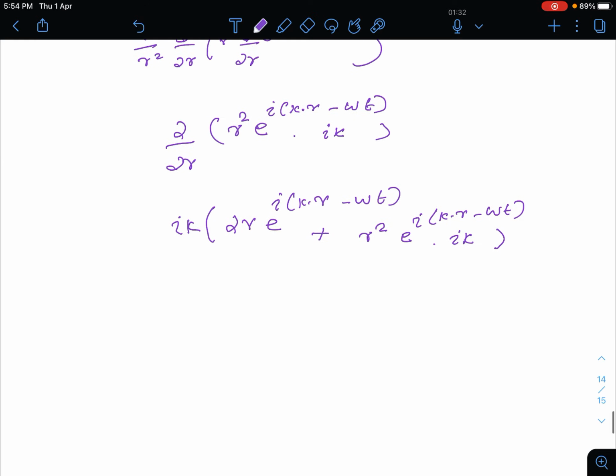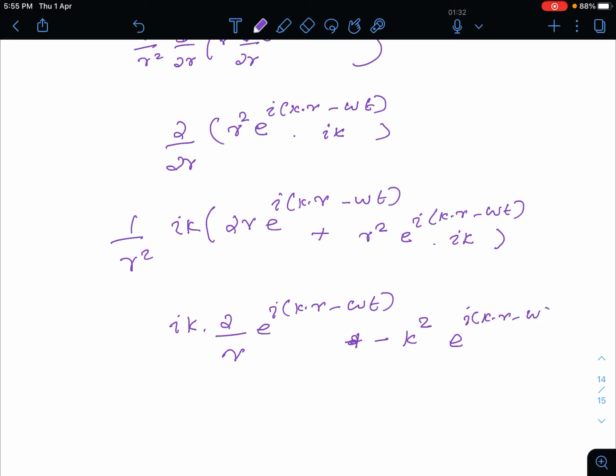So divided by r square, that is ik into 2 by r e raised to i(k dot r minus omega t), plus ik into ik, so that becomes minus k square, r square and r square get cancelled, minus k square e raised to i(k dot r minus omega t). So this is the del square psi.